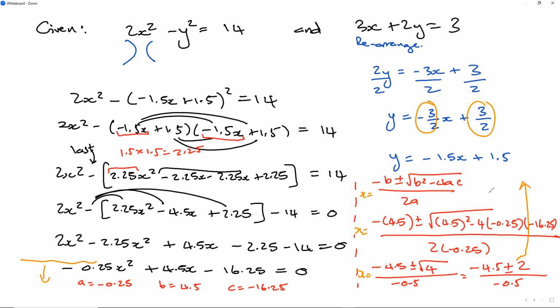So negative 4.5 plus 2 divided by negative 0.5 is going to get me x equals 5. If I add it, and if I subtract it, I'll get 13.